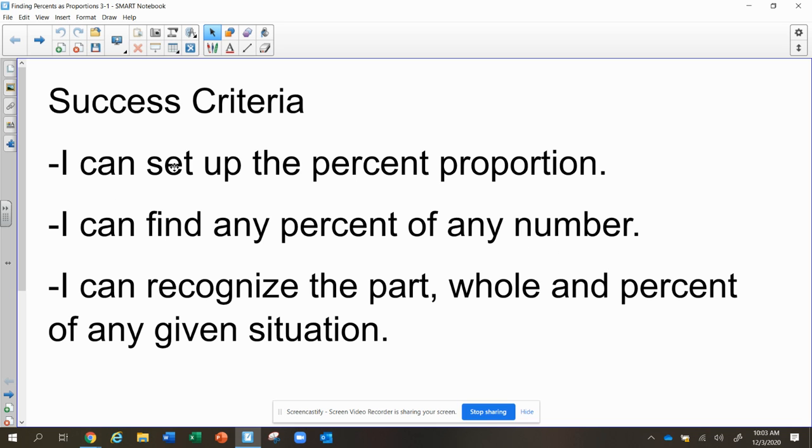Hey everybody, today we are talking about percents, continuing our learning on that. By the end of this lesson, we are going to be able to set up the percent proportion. You're going to be able to find any percent of any number. And then we're going to be able to recognize the part, whole, and percent of any given situation. And so you'll see what that means more in a second.